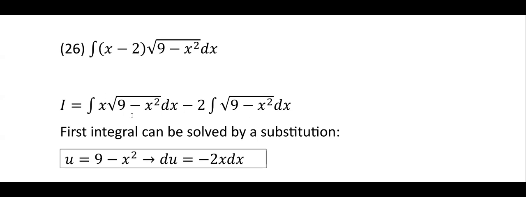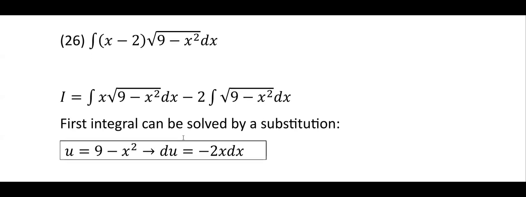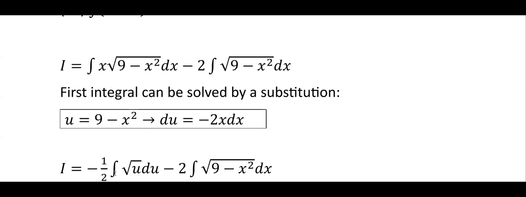The first integral, that's why I said it's not intimidating, we know how to solve this. This can be solved by a substitution. u is 9 minus x squared, du is minus 2x dx. So then it becomes minus half integral of square root u du. And then we just use the power rule from here.